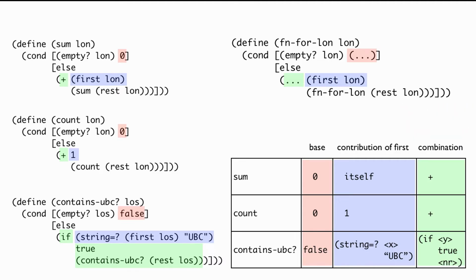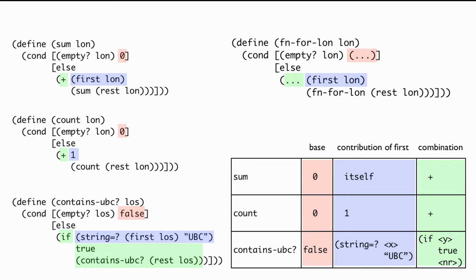Let's look at count for a second. We already saw that the base case result of count is 0. What's the contribution of first in the case of count? Well, it's 1. When we count the number of elements in the list, we don't care what each element is. We just care that it exists. So each element contributes 1 to the overall result. And the combination is still a plus.